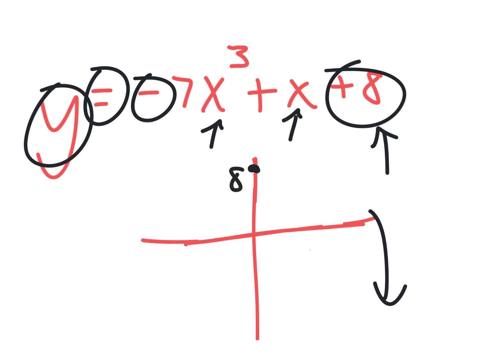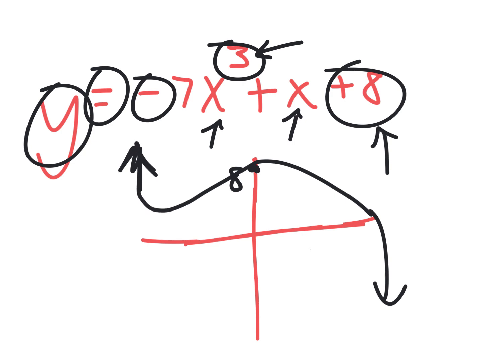And then last but not least, the other end. Is it going up or down? Because it has to be different. Why does it have to be different? Because that power is odd. The degree is odd. And odd is synonymous with different.